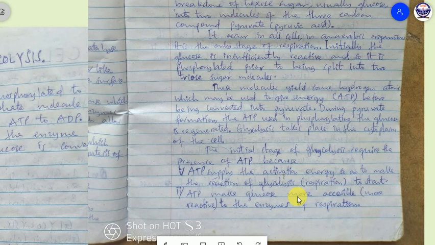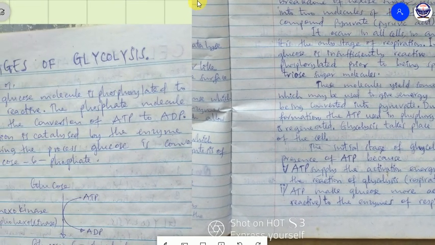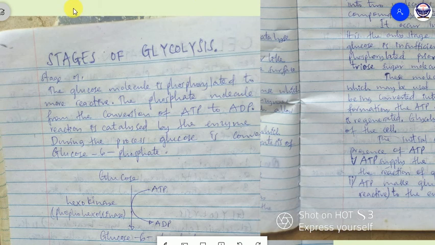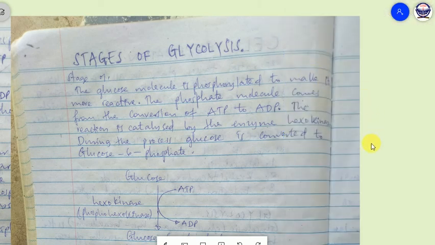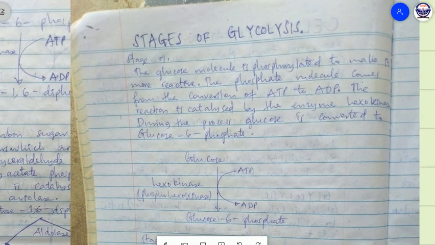These two reasons are independent, so don't mix them up; they are two different reasons. Now, let's start to discuss the detailed mechanism of how glycolysis occurs. Let us see step by step how we can describe the process of glycolysis, how it takes place in the cell, and the end products which can occur in the cell.